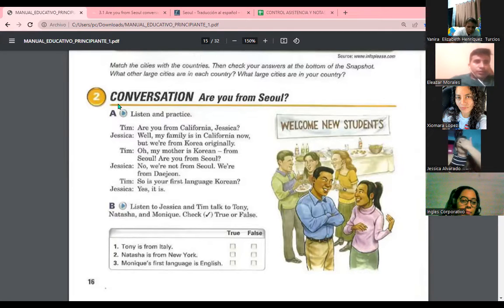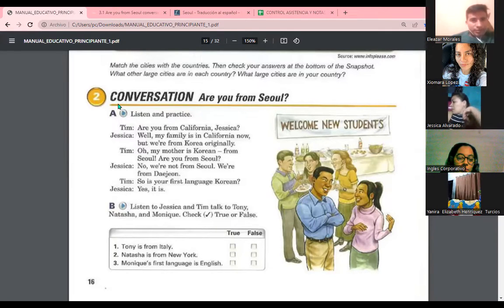Are you from California, Eliazar? Well, my family is in California now, but we're from Korea originally. Oh, my mother is Korean from Seoul. Are you from Seoul? No, we're not from Seoul. We're from Daejeon. So, is your first language Korean? Yes, it is. Okay, thank you.